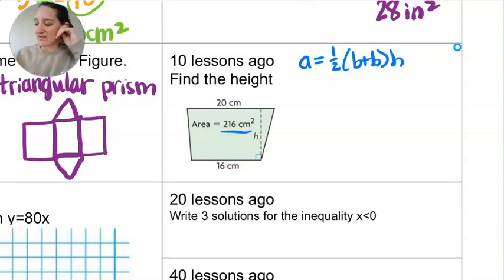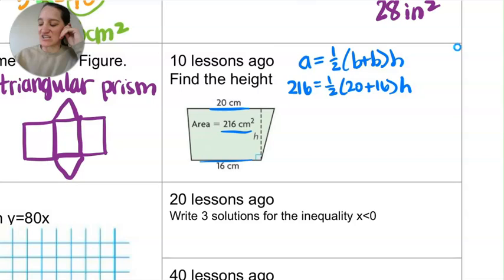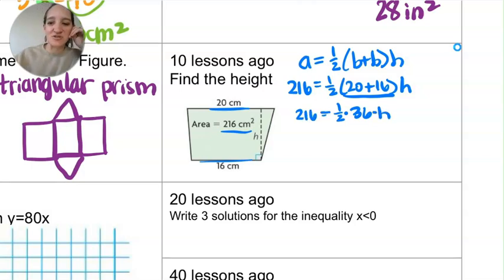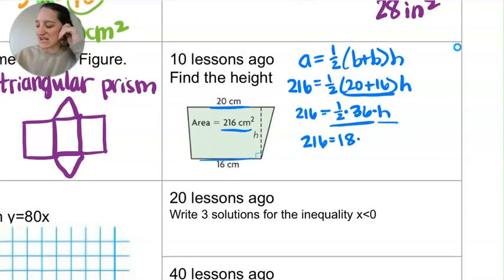Okay, I know my area, it's 216. 1/2, the 2 bases are the ones that are parallel with each other. And then times by the height, it's the height that we don't know, so that stays in H. I'm going to do parentheses first. 36 is the 2 bases put together. So now I have this equation right here. I still need to figure out what H is. Okay, well, I'm going to take half of 36 and get 18. And now my equation is 216 equals 18 times H.